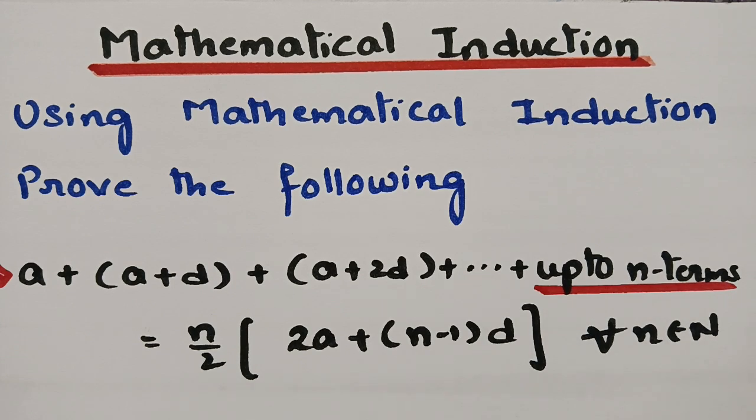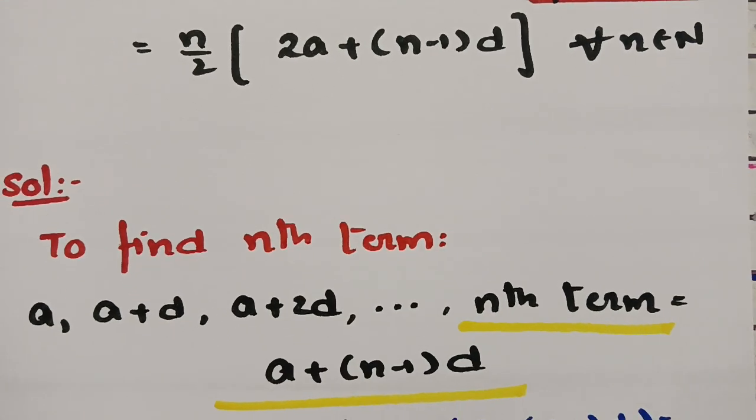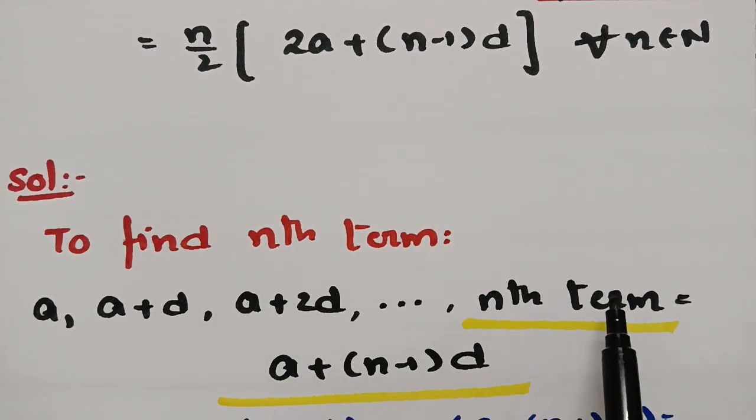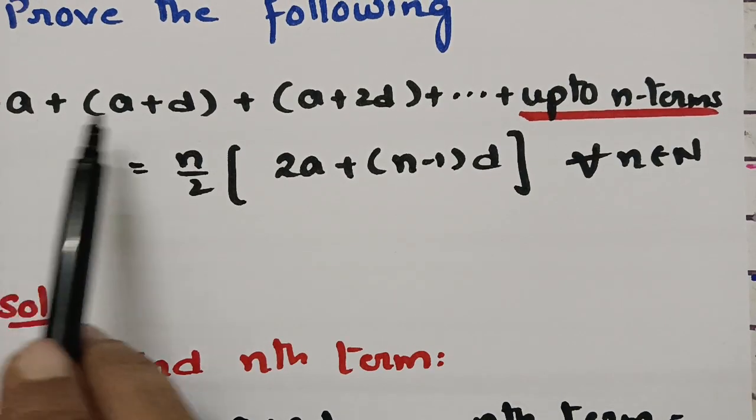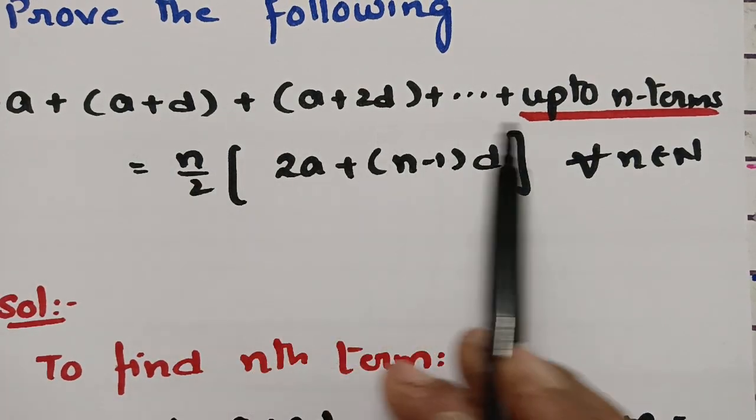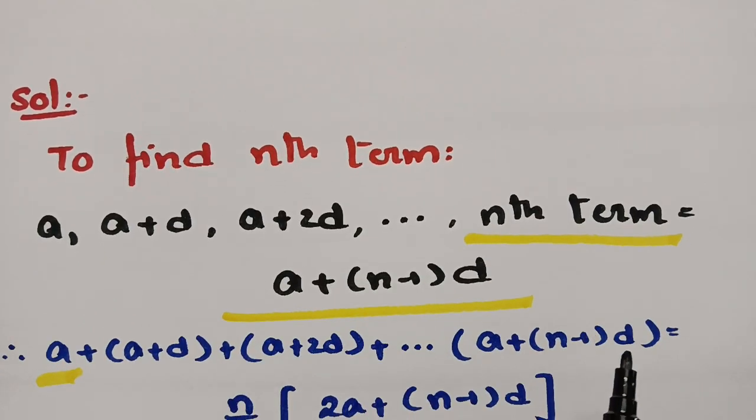First of all, this is an important question. So please remember that here the nth term is not given. We have to find out the nth term and then proceed with our mathematical induction. See here, in the solution, first of all, we have to find the nth term. So here the nth term is not given, and therefore the series a plus d, a plus 2d and so on are in arithmetic progression.